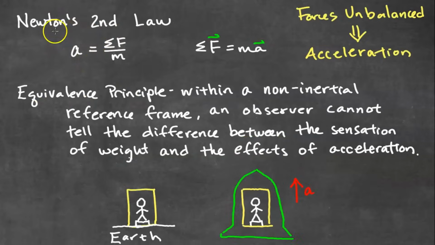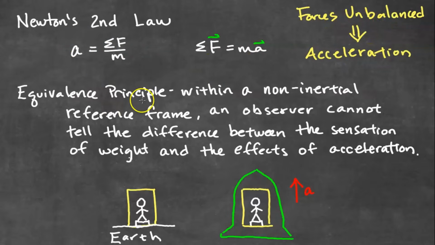Now we're going to take a look at Newton's second law, which states that acceleration is equal to the net force divided by the system mass. I like to write it this way: net force equals ma when I am solving a problem, but a equals net force over mass is, I think, more intuitive. So if you have a greater net force, you're going to have a greater acceleration. If you have a greater mass, you're going to have a smaller acceleration. We want to remember that anytime you have forces that are unbalanced, you will have an acceleration.